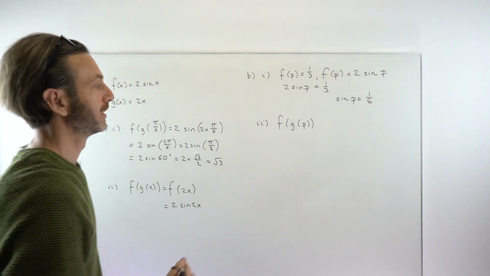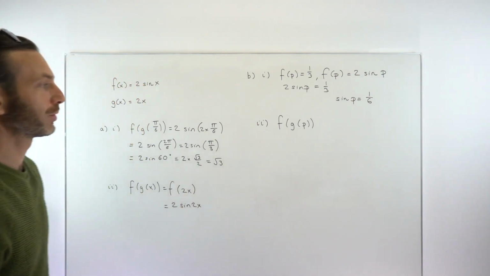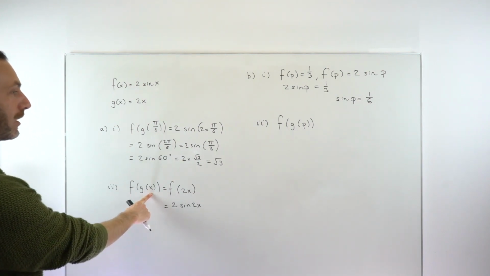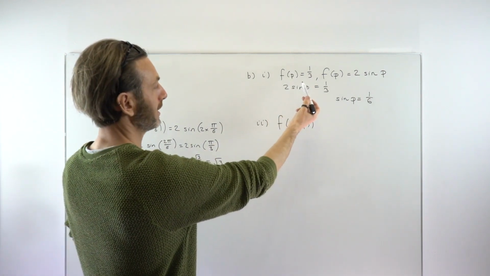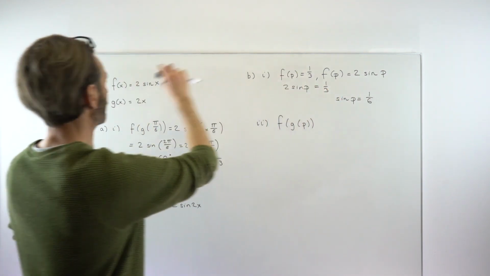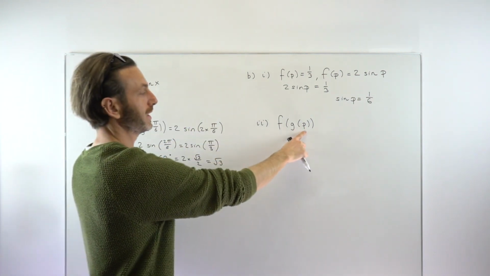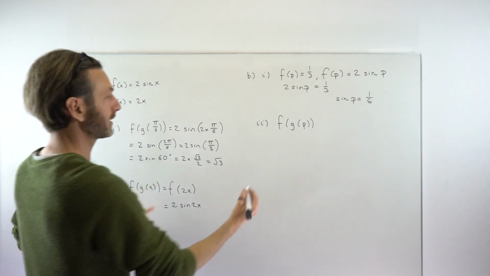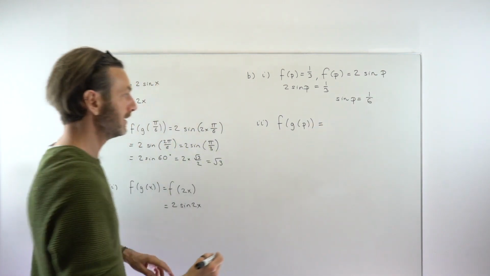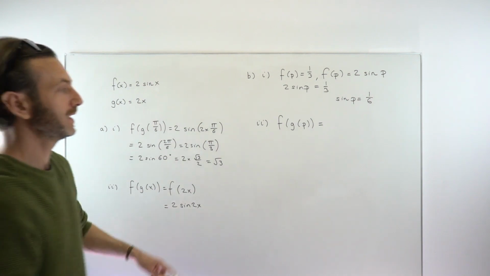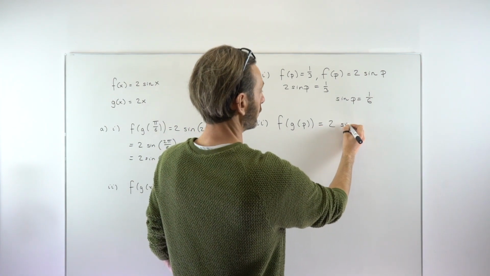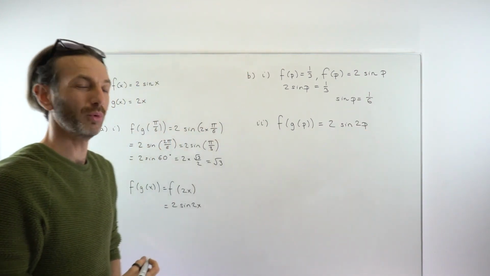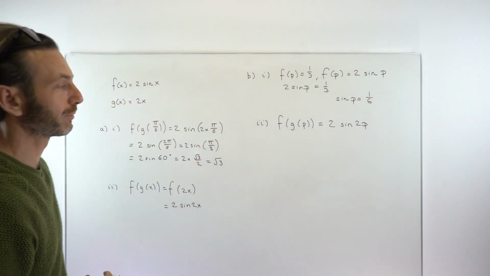Sine p equals 1/6. Slightly trickier part, the last part, f of g of p. Now we've already got f of g of x down here, so similar to what we did up here, where we put the p into the original f function, we can now put the p into the composite f of g of x function. So this was f of g of x, so that tells us that f of g of p is going to be 2 sine 2p. Okay, so 2 sine 2p. So we're just trying to piece together the different components that we've achieved in different parts of this question.